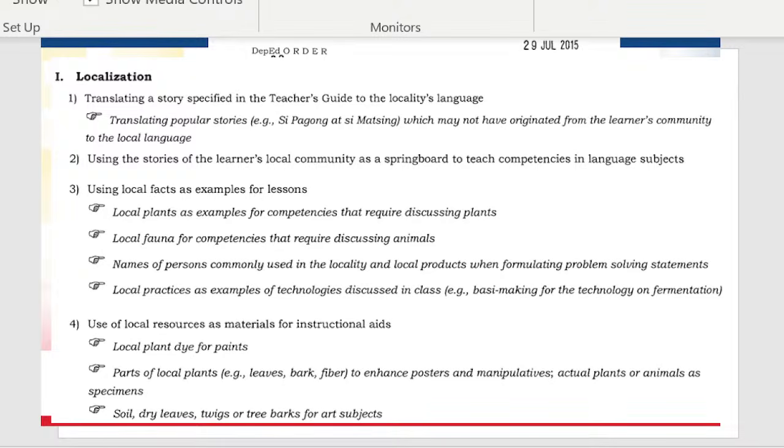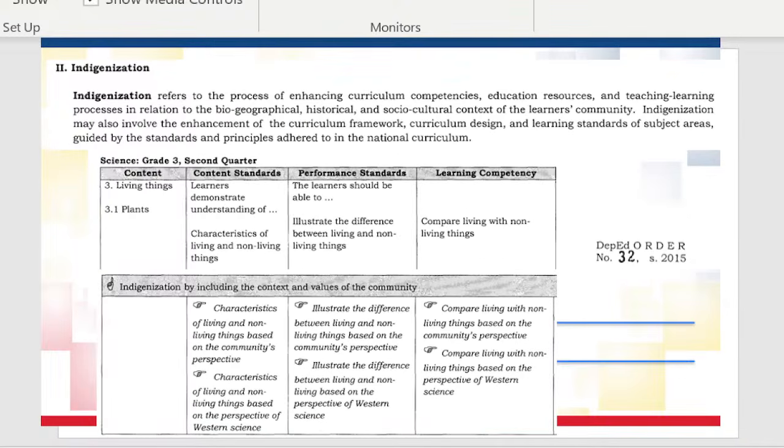Number 4, use of local resources and materials for instructional aids. Local plants for dye, for paints, parts of local plants to enhance posters and manipulatives, actual plants or animals as specimens, soil, dry lipsticks, wood barks, or art objects. These are localization. And the indigenization, this is where we can enhance the curriculum competencies. Take note.